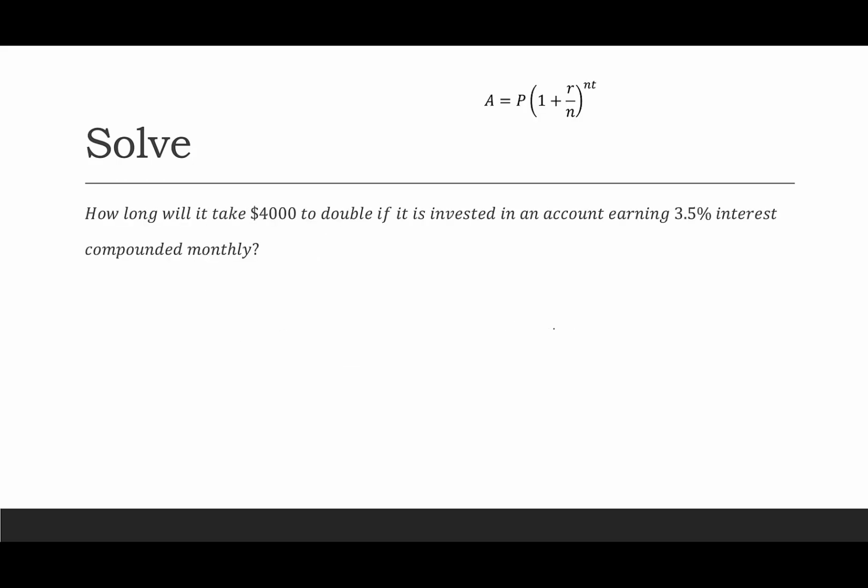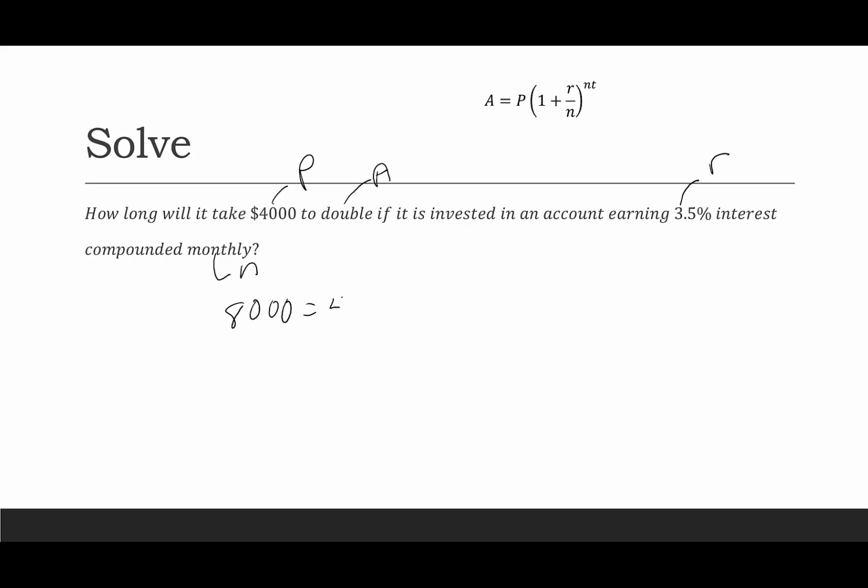Let's try a word problem. How long will it take $4,000 to double if it is invested in an account earning 3.5% interest compounded monthly? So I put back on the screen our formula, A equals P times 1 plus r over n to the nt, which is our compound interest formula. And let's label what we have. 4,000 is our P. We want it to double, which will be our A. So we have to think about how much is that. 3.5%, that's going to be our r. Compounded monthly, that's our n. We're solving for time. So A, the double, is 8,000.